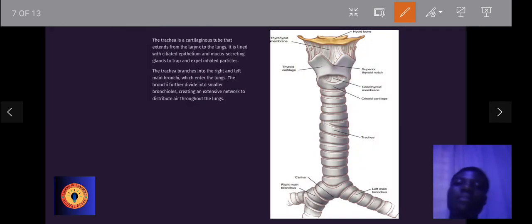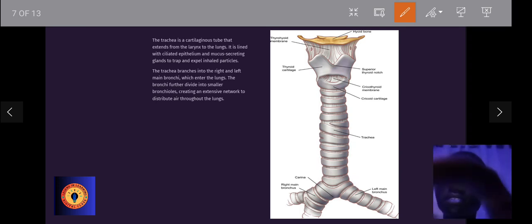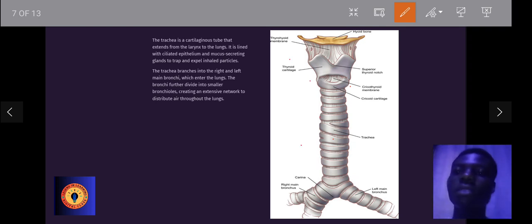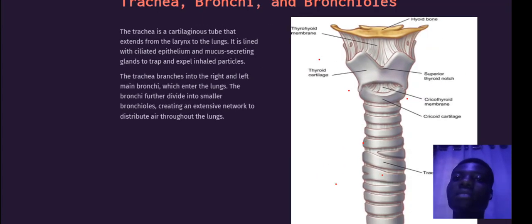This is a very huge picture of the trachea. The trachea is a cartilaginous tube which can be divided into many smaller divisions. We have the bronchioles, the bronchi, and the larynx. So let's look at the divisions. Let's bring it forward a little bit. I hope you can see my screen.